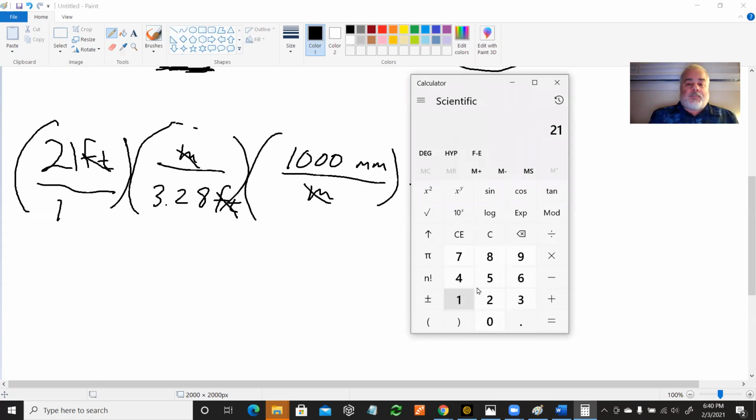21 feet divided by 3.28 times 1,000. Now this one is 6,402.4 blah, blah, blah. But I only have 2 significant figures. What if I round it off to 2 significant figures? That's just 6,400. It's the same answer within rounding error.